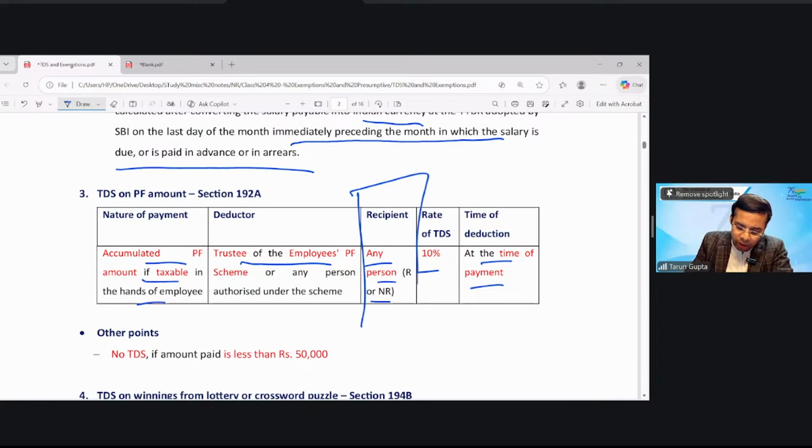Why do we discuss this? Because even in this case, the recipient is non-resident. He is withdrawing his PF amount, and if such PF amount happens to be taxable in India, then the PF trust is required to withhold tax at the rate of 10%. There is a threshold of 50,000. No tax is deducted if the amount is less than 50,000.